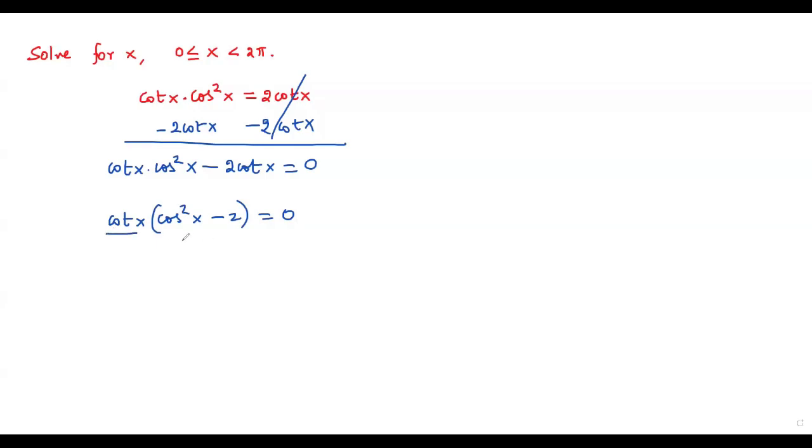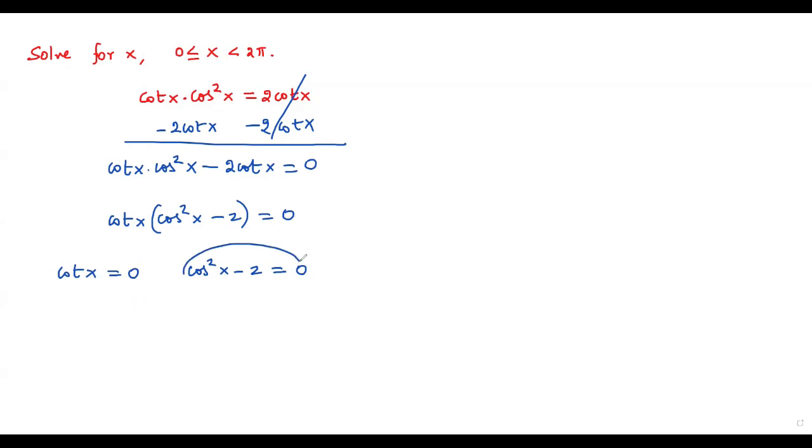Okay, now the product of two quantities equals to 0. Whenever the product of two quantities equals to 0, either the first one equals to 0 or the second one is equal to 0. So when I equate the first one to 0, I'm getting cotangent x equals to 0. When I equate the second one to 0, I'm getting cosine square x negative 2 equals to 0. Okay, now we cannot do anything more with this one.